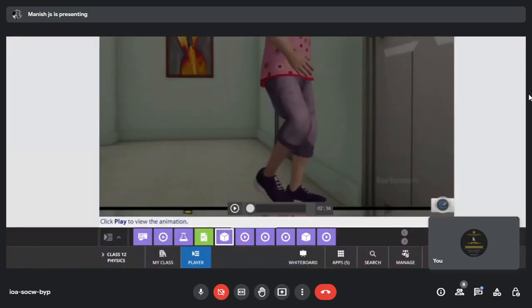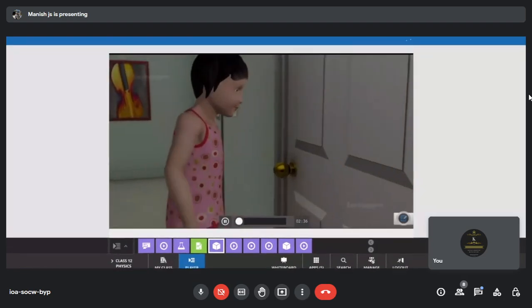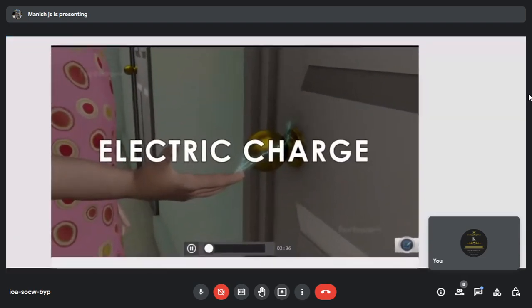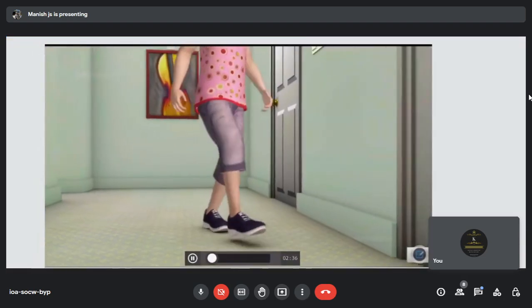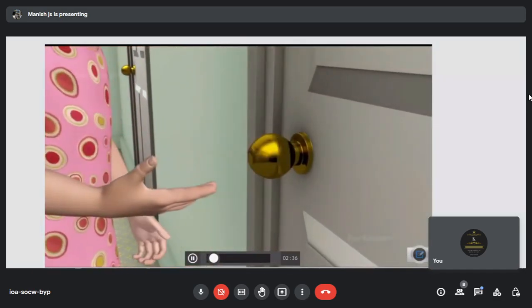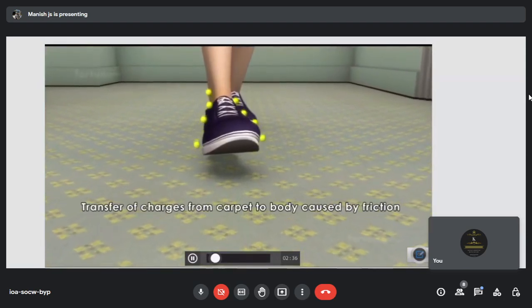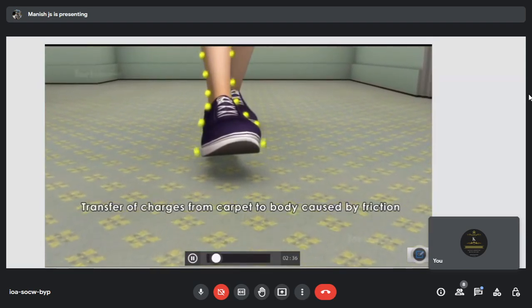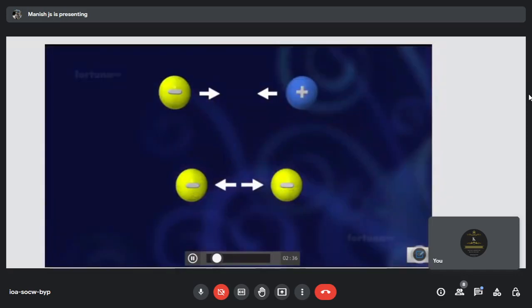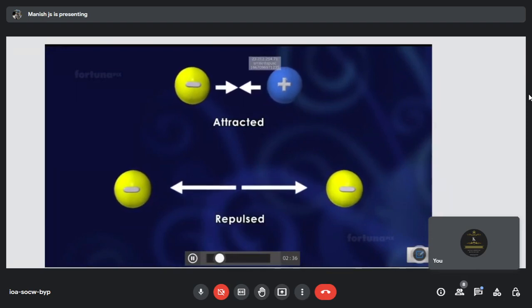So we'll try to visualize an electric charge now using a 3D animation. Electric charge. When you walk across a carpet and reach the doorknob, you get a static shock. It is due to transfer of charges from carpet to your body caused by friction. Charge is a property of matter by which it gets attracted or repulsed by other charged bodies.